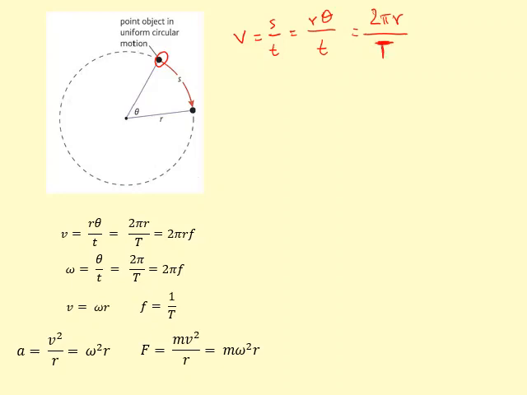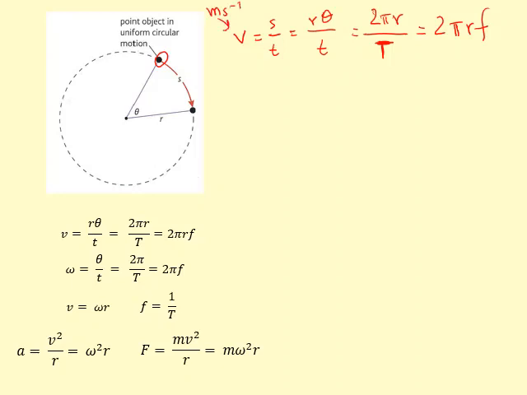Okay, and of course, if you remember from the waves topic, 1 over T is equal to f, so we can just rearrange this as 2 pi r f, where I've taken the 1 over T and turned it into f. Okay, so that's for speed, and that's measured in meters per second.